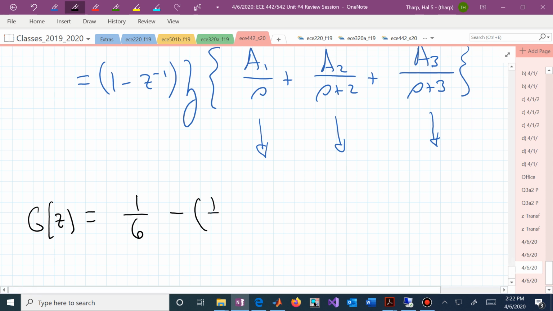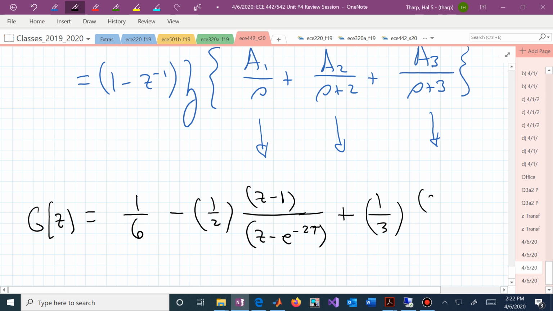if I did the math right, you should end up with 1/6 minus 1/2 z minus 1 over z minus e to the minus 2t. And here I have not yet incorporated the sample period, and then this is now 1/3 scaling z minus 1 over z minus e to the minus 3t. That's a zero order hold associated with the transform expression.